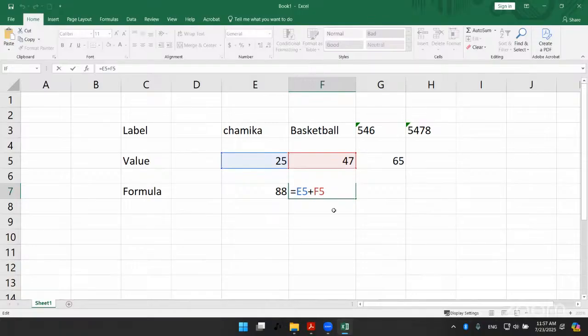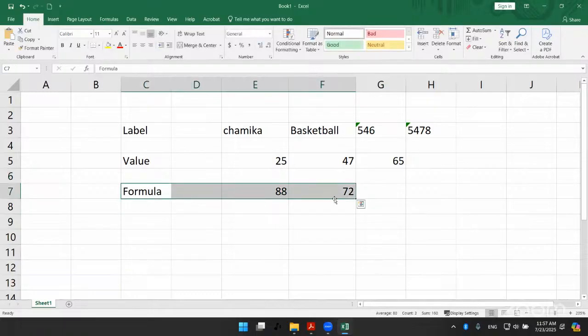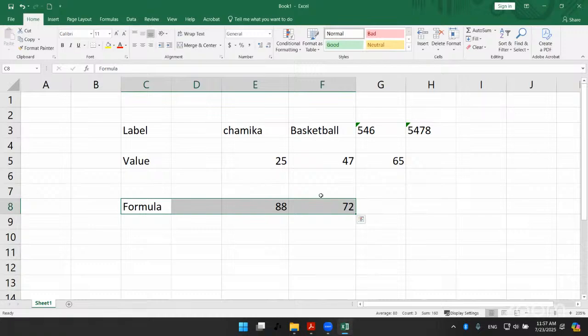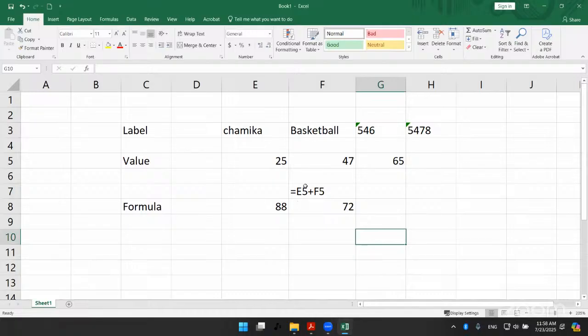The only thing you need to learn, we need to write. I will just write the formula here. Equal E5 plus F5. Okay. This is this formula and this is the other formula.